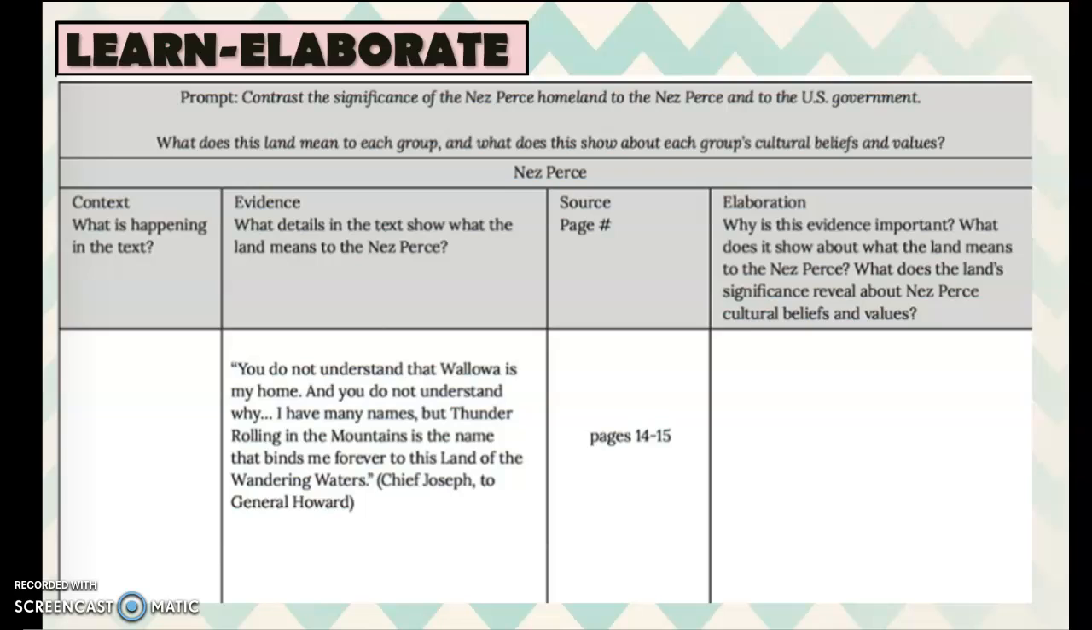So this is what he's talking about. He has many names. Chief Joseph is what some people call him, but his main name that was given to him by his guardian spirit is thunder rolling in the mountains. So what's happening in the text at this moment? Well, we're going to have to go back to page 13 to see what was happening.